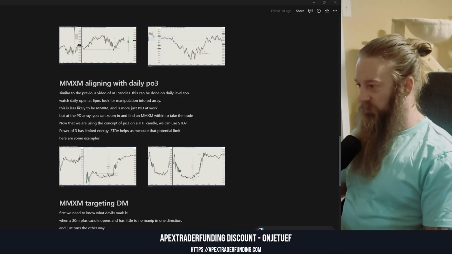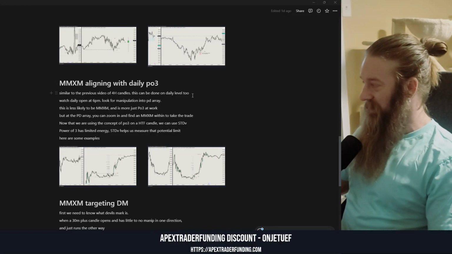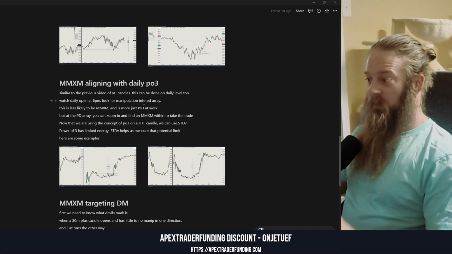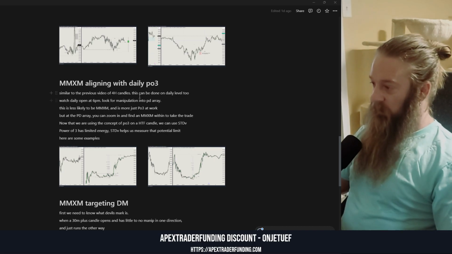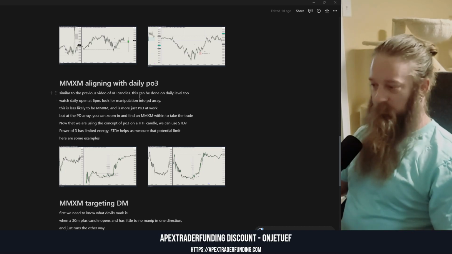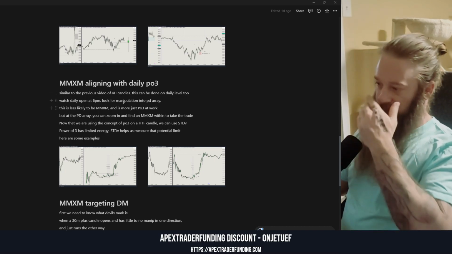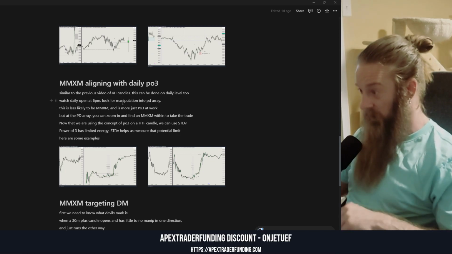All right, check this out. Market maker models aligning with the daily power of 3. And the great thing is I don't have to go searching around for some cherry-picked example here. This literally happened today beautifully. It was great. I took part in that. I'll show you what that looks like.